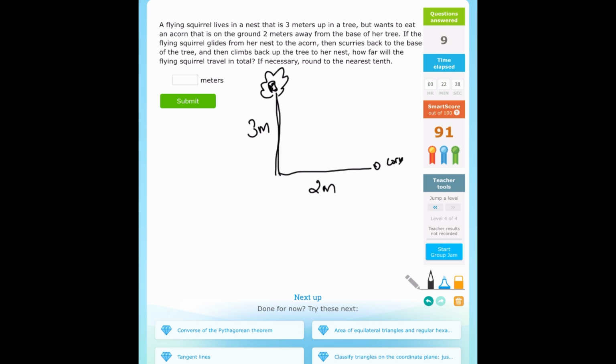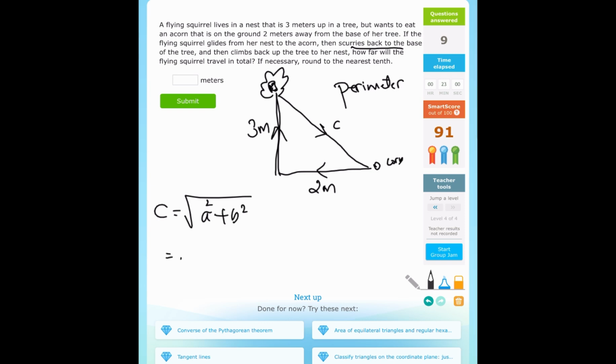If the flying squirrel glides from her nest to the cone, that means this way, and then scurries back to the base of the tree, and then climbs back to the tree to her nest, how far will the flying squirrel travel in total? So the question is asking us to find perimeter. So in order to find perimeter, we need to first find C. So C equals square root of A squared plus B squared.